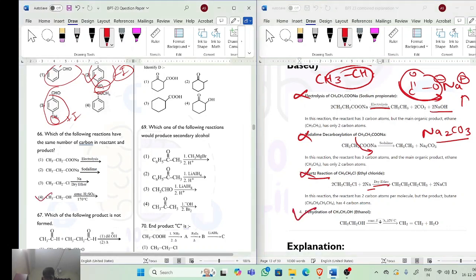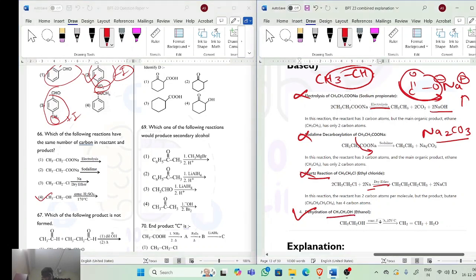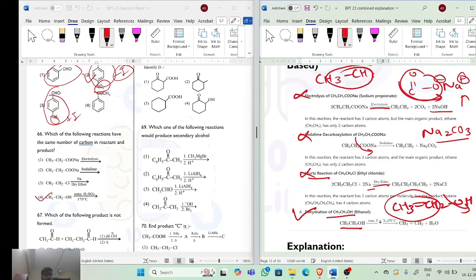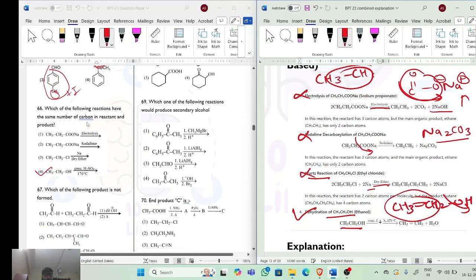Let's see how. Here it is dehydration of ethanol. Ethanol is present, CH3CH2OH. Now in presence of concentrated H2SO4, this OH group will leave and ethene will form. So the number of carbon will remain the same. So option number 4 will be our correct answer.